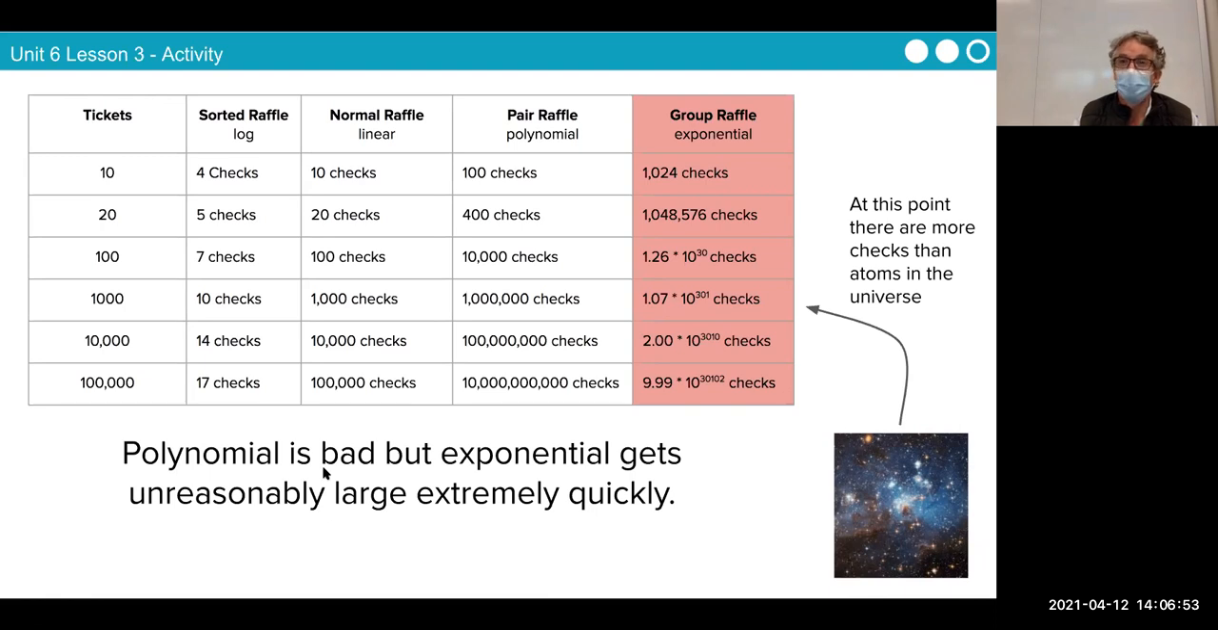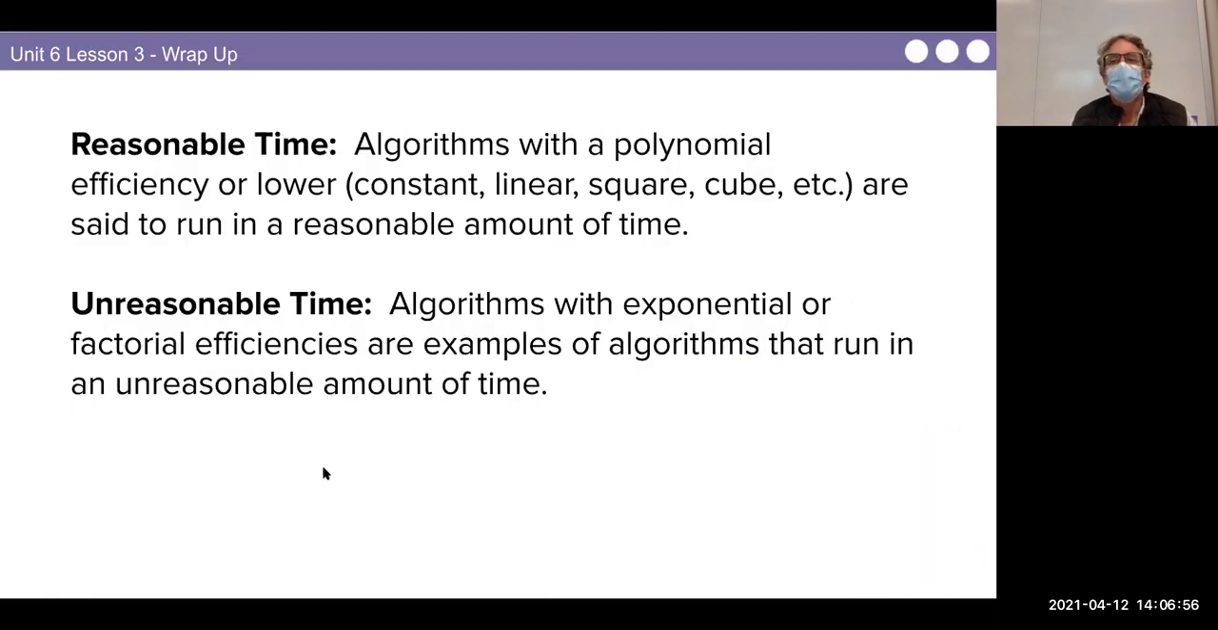Again, we'll be here for a good long time. Okay, reasonable time. Algorithms with a polynomial efficiency or lower, that means that they are constant, linear, square, cube, etc., are said to run in a reasonable amount of time. The only ones that are unreasonable are the algorithms with exponential or factorial efficiencies. They are examples of algorithms that run in an unreasonable amount of time. Okay?